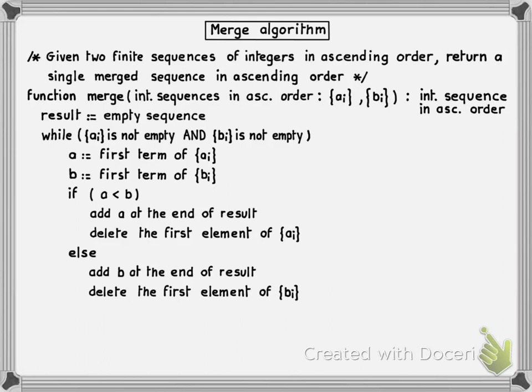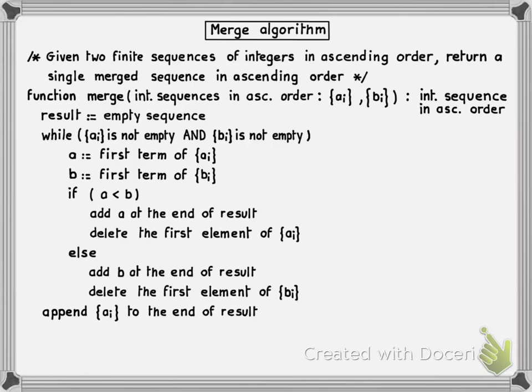This keeps going until one of the two sequences becomes empty. When we exit the while loop, one of the sequences is empty, but the other one may not be. So we still have to take care of the remaining elements in the other sequence. Since the elements are already sorted in the input sequences, we just need to add the remaining elements to result.